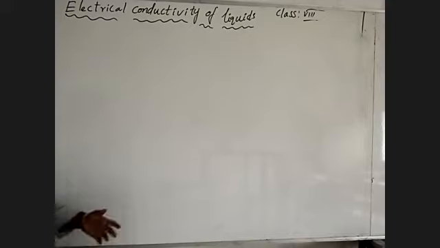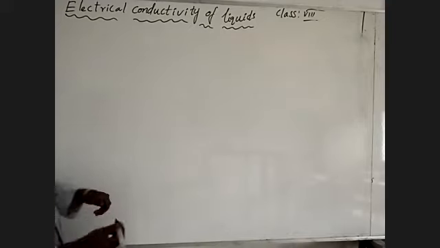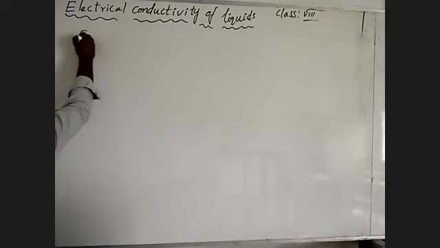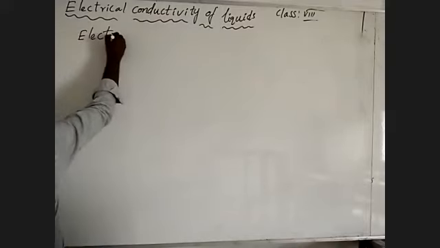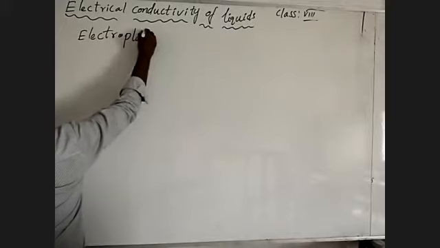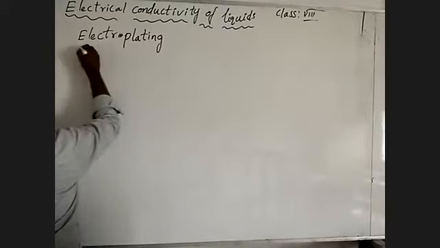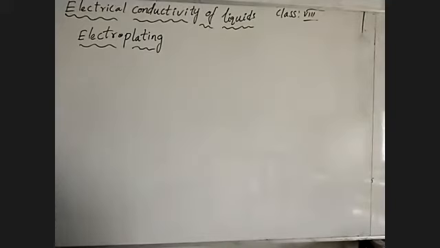In our last class, we learned about electroplating. So what do we observe in electroplating? What is the process to identify electroplating? What is the meaning of electroplating? So these are the different types of questions we can raise.